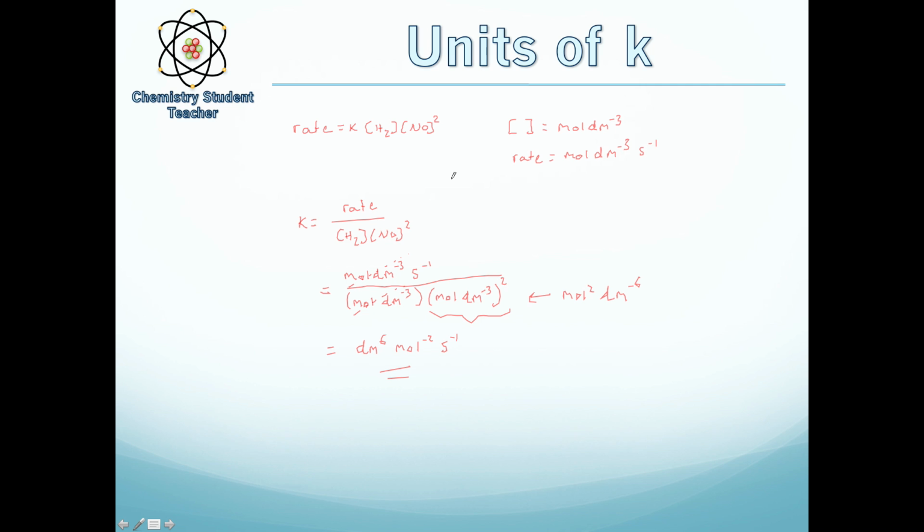Therefore, k would just equal seconds to the minus 1, because it would be rate, moles per dm cubed seconds to the minus 1, divided by one lot of concentration. So the moles per dm cubed and the moles per dm cubed would cancel out. Therefore, k would be seconds to the minus 1. That would be the units. So that's how you work out units.